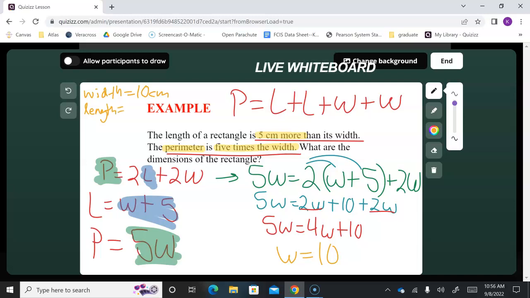Okay? So I know my width is 10 centimeters. What can I do to find my length now? Add 5, because it says right there, the length is 5 more than the width. So, add 5, get 15. My length is 15 centimeters. Right? So it takes some just breaking it down.